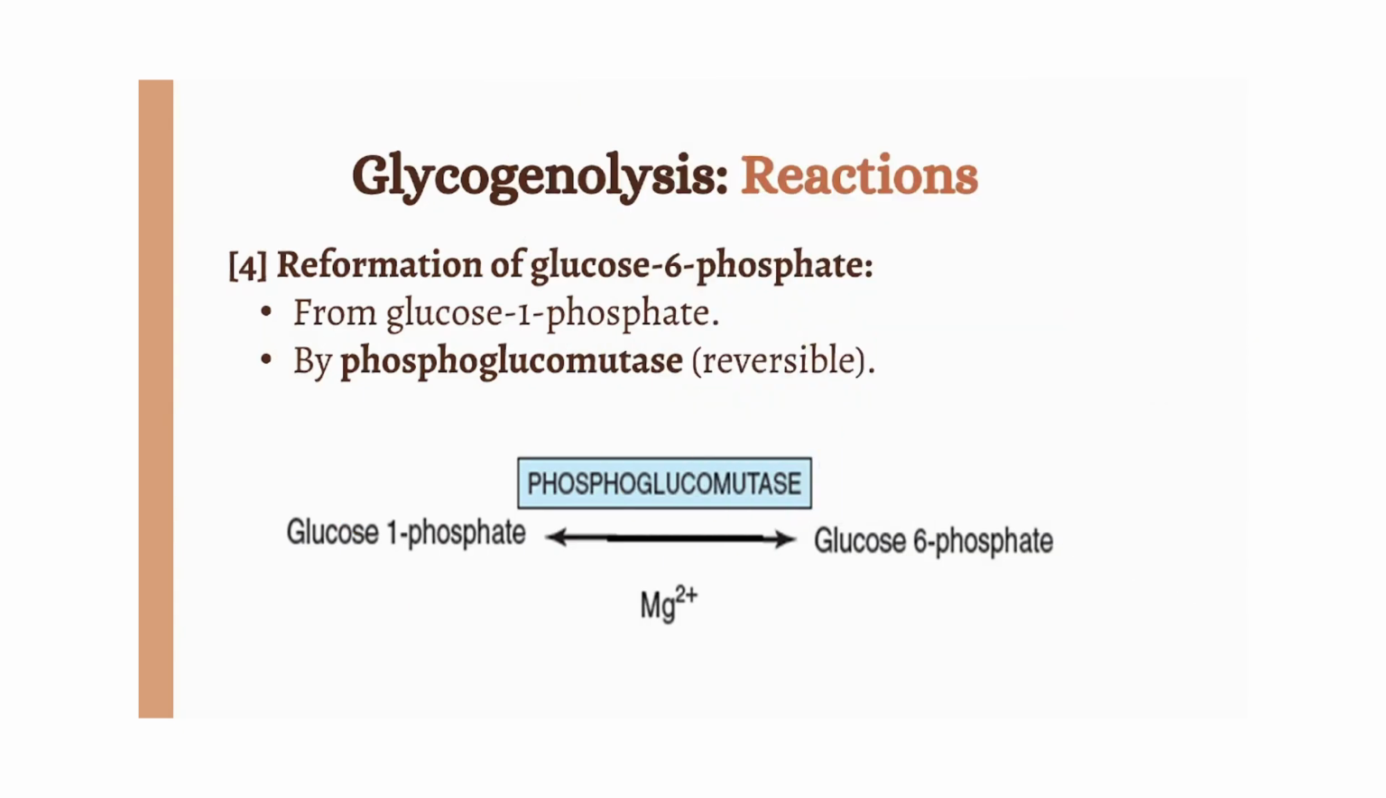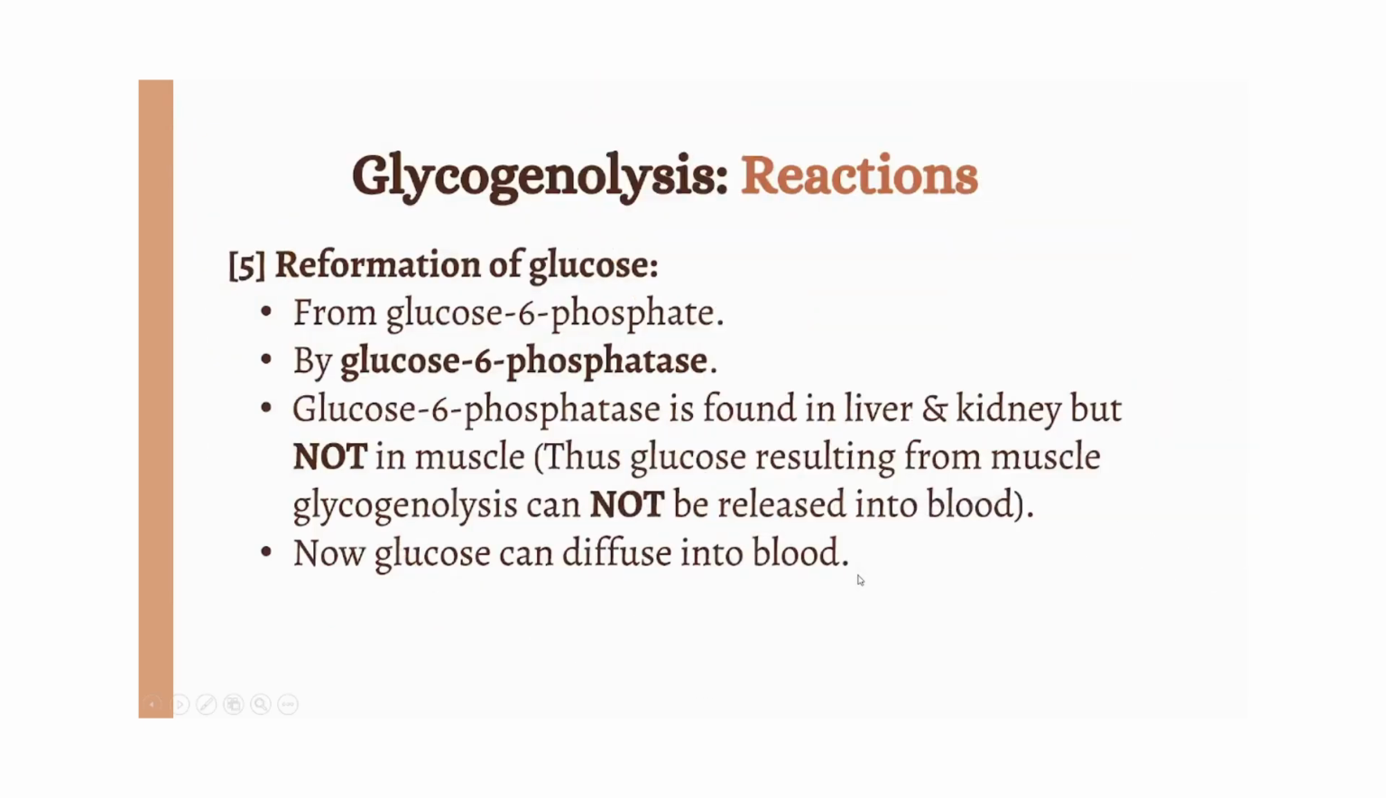The fourth reaction is reformation of glucose 6-phosphate. We said the glycogen phosphorylase releases glucose units as glucose 1-phosphate. The phosphoglucomutase interconverts the glucose 1-phosphate back to glucose 6-phosphate. And glucose 6-phosphate, of course, will be subjected to the action of glucose 6-phosphatase to release glucose.